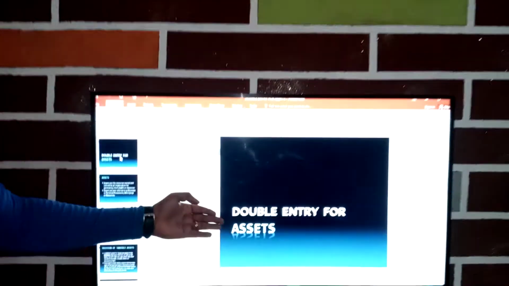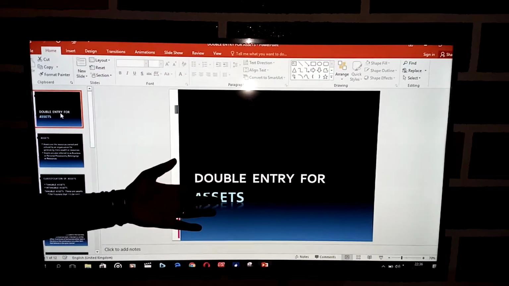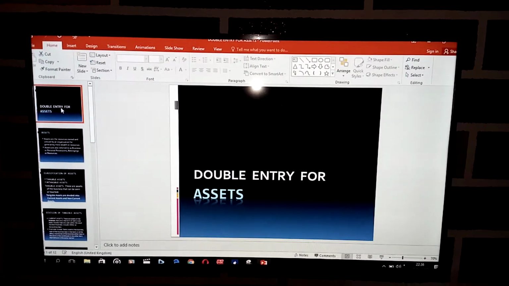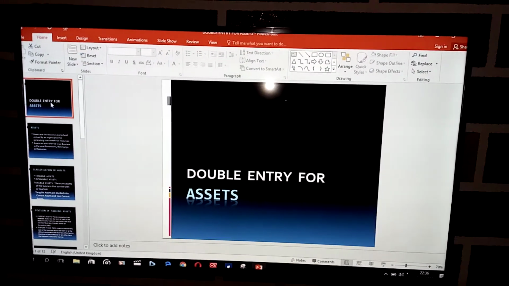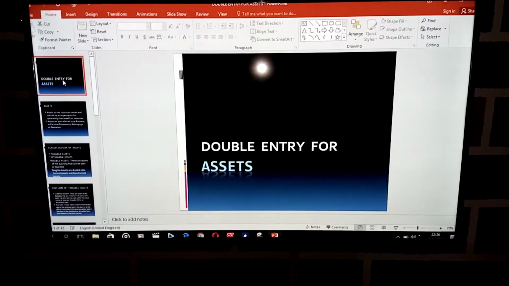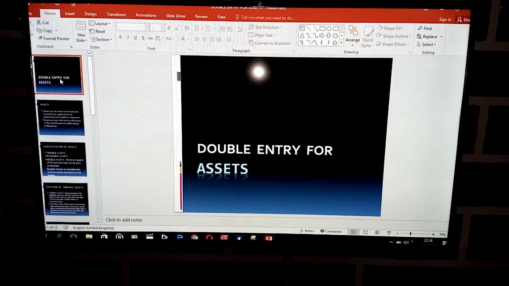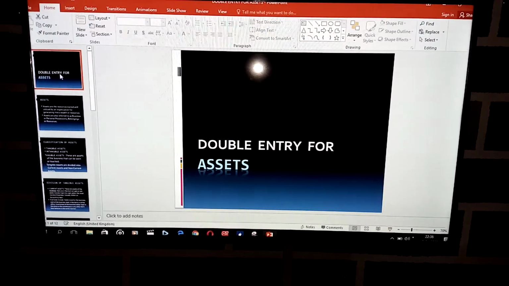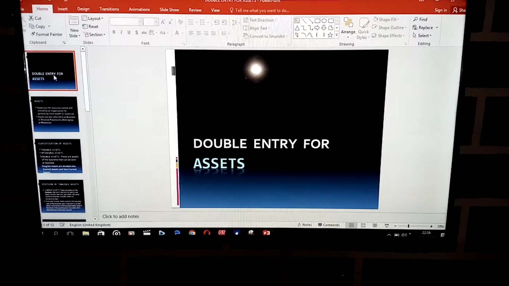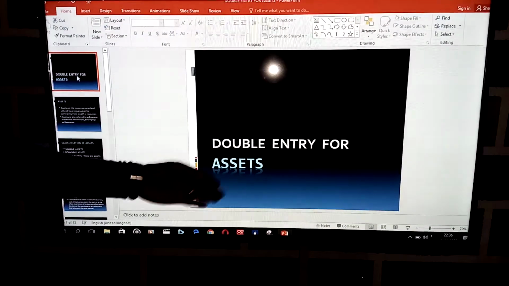We are looking at double entry for assets. What are assets? Remember your properties, remember your belongings, remember your resources, remember those things that you will say are your what? Belongings. Now, as a business, there are items referred to as assets. We're going to be looking at the double entry for the assets.